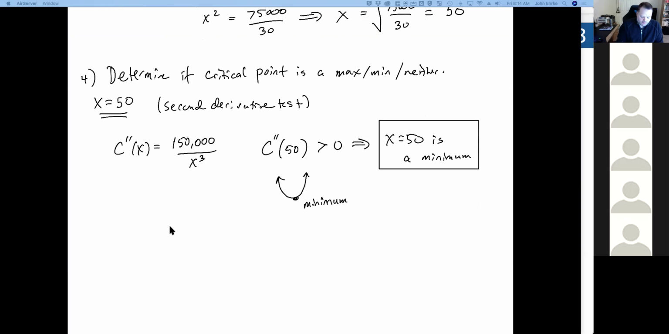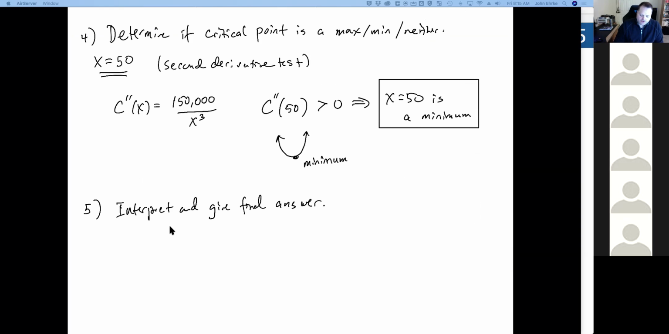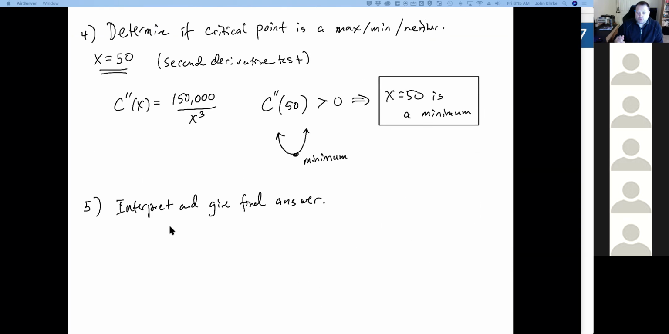So step 5, interpret and give final answer. The final answer here will be both the value for x and the y.